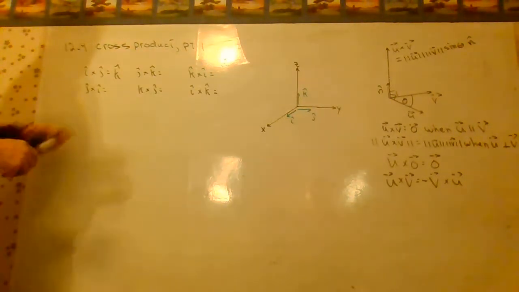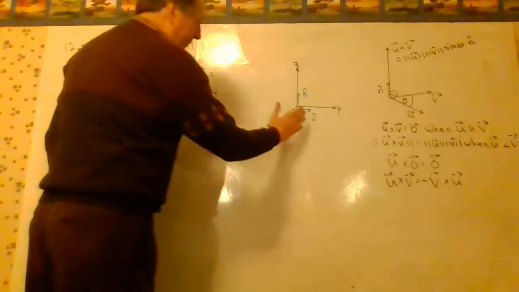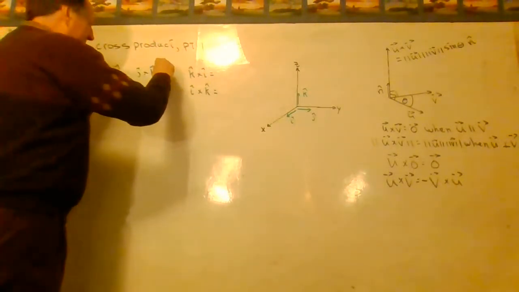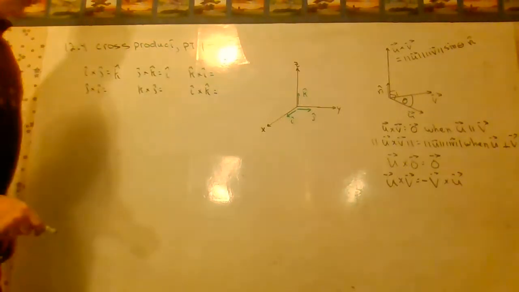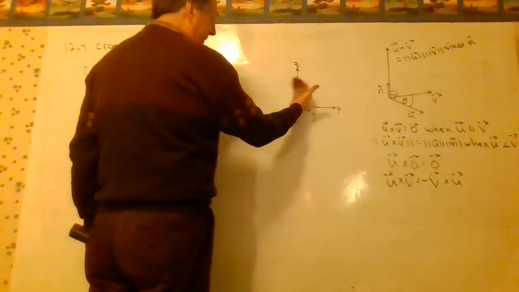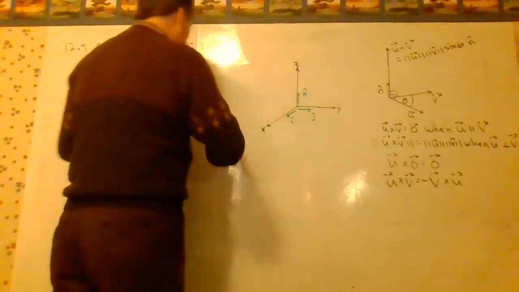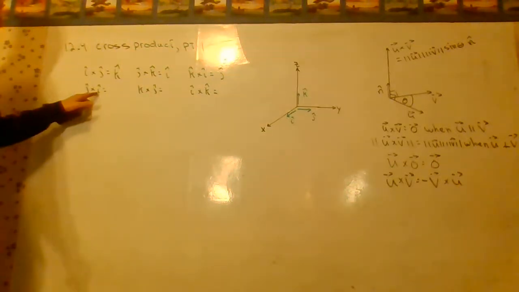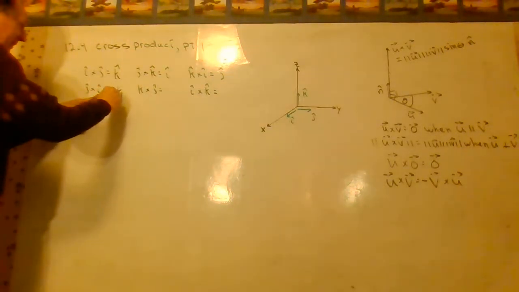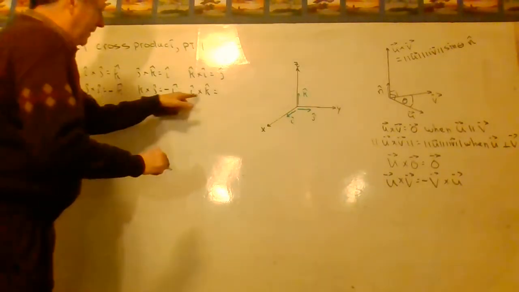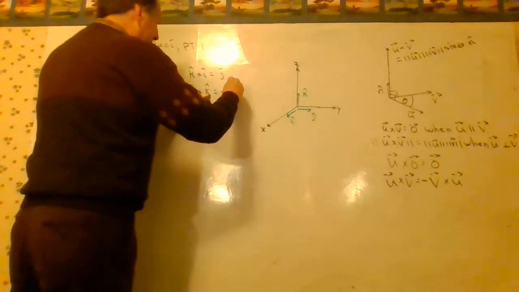Very easy to remember. j cross k, fingers go from j to k, your thumb goes in the i direction. So we get that, plus a bunch of 1s multiplied. k cross i, fingers go from k to i, your thumb points in the j direction. Okay. Now if you reverse this, j cross i is negative k, k cross j is negative i, i cross k is negative j.